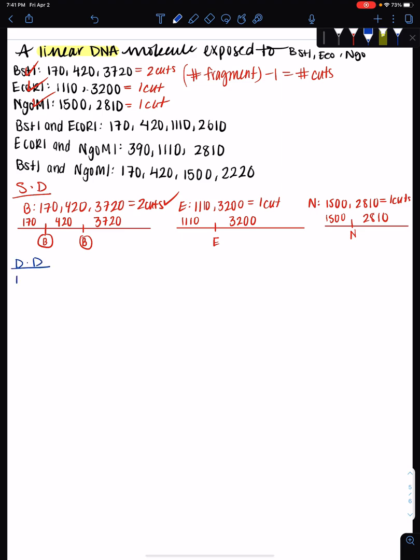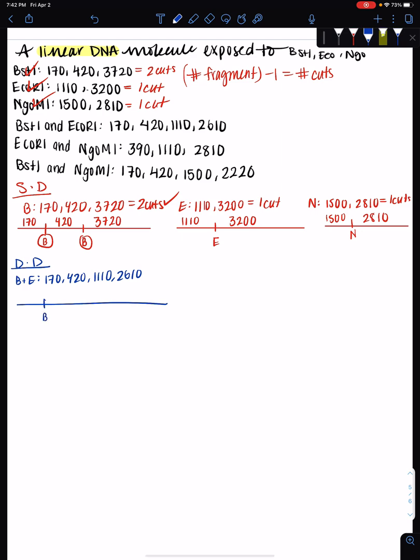Okay, so we're going to do B plus E. There's 170, 420, 0, and 2610. So we're going to do the same thing as last time. We're going to use the single digest with the most amount of cuts. So comparing B and E, B has 2 cuts and E has 1 cut. So we're going to use B since it has 2 cuts for our double digest.